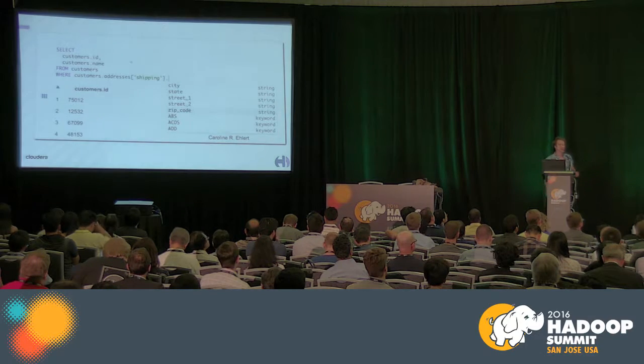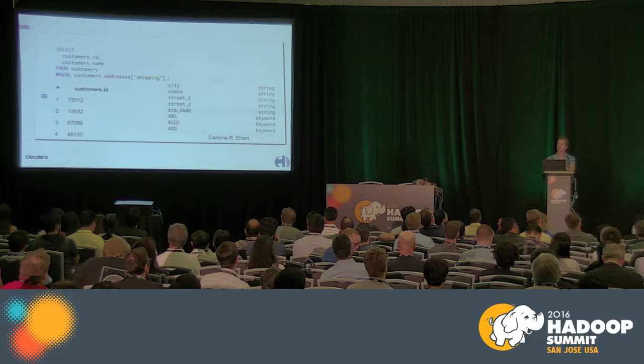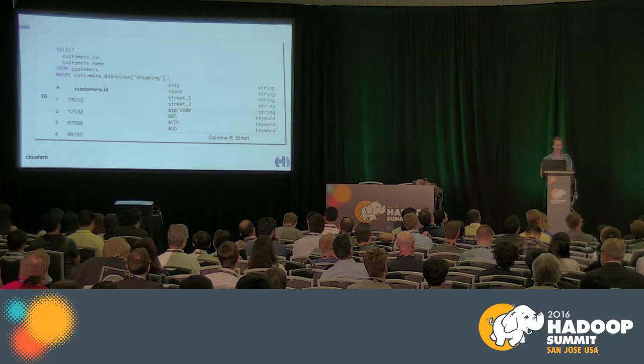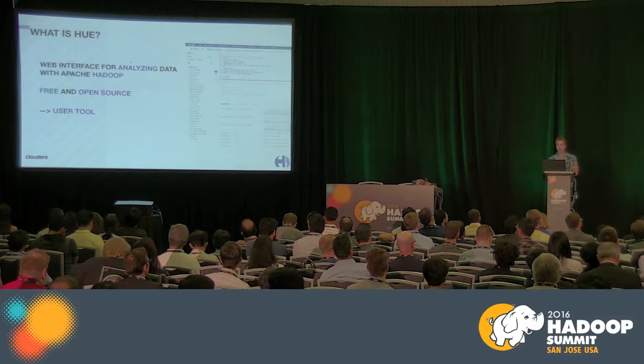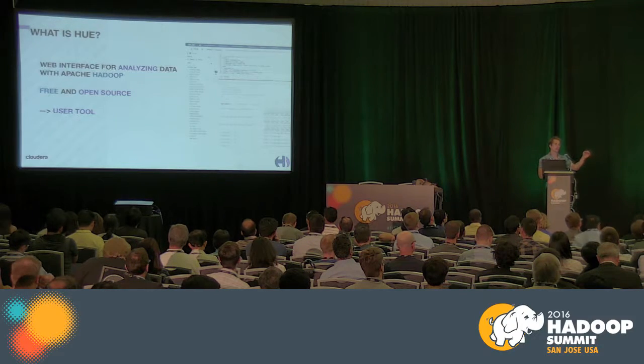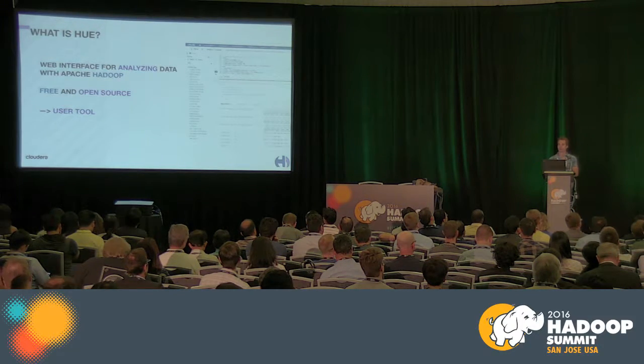Instead, end users prefer to have a nice web UI where they can type queries, get syntax highlighting, auto-completion for advanced things like nested types, download, share their queries, and it's easier to use. So Hue is open source, it's free, it's on GitHub, it's Apache licensed, we accept contributions and pull requests, and it's pretty active.